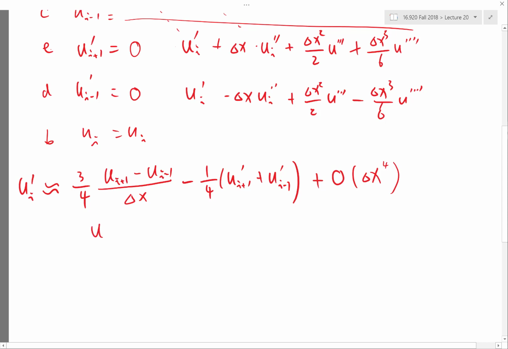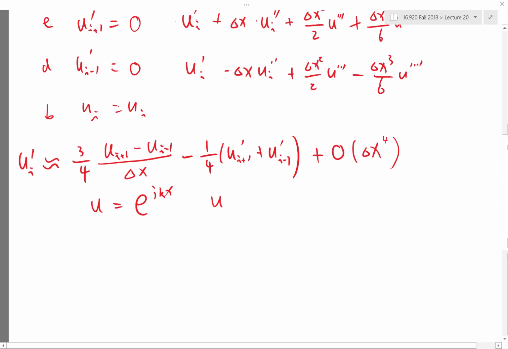So if I have u being e to the jkx, then my u prime is jk prime times e to the jkx. So this is my numerical approximation. Let's say my numerical approximation for the derivative is jk prime times e to the jkx. We know that if it's a perfect approximation, my k prime should be equal to k. But because it is not, let's assume it is jk prime and figure out what k prime should be.